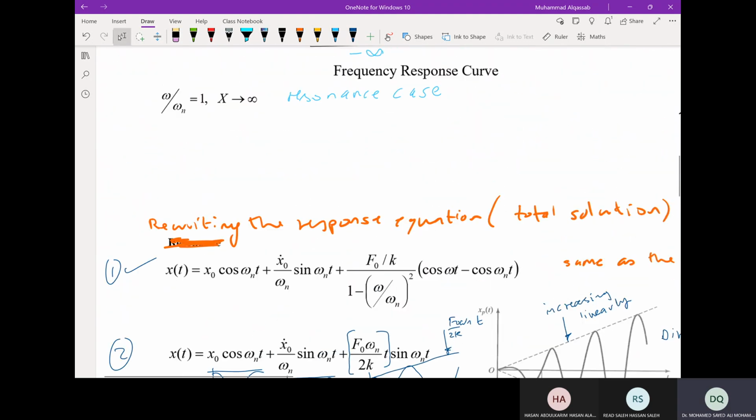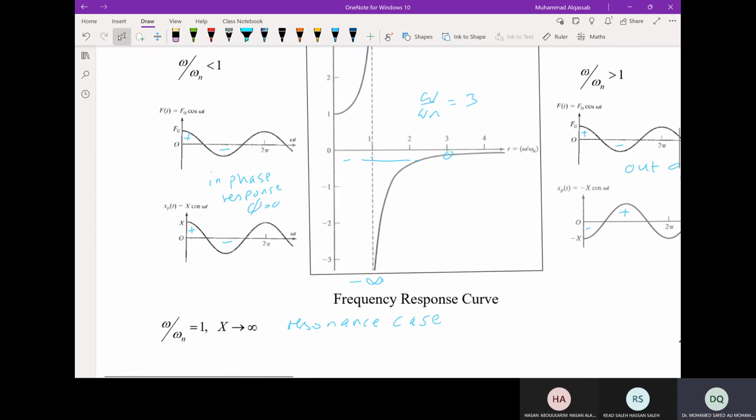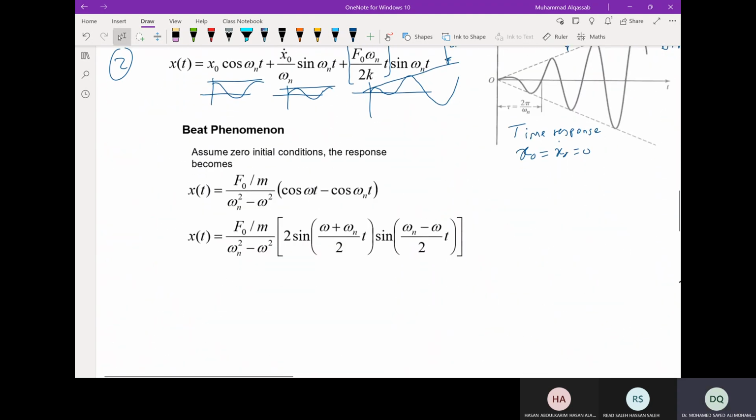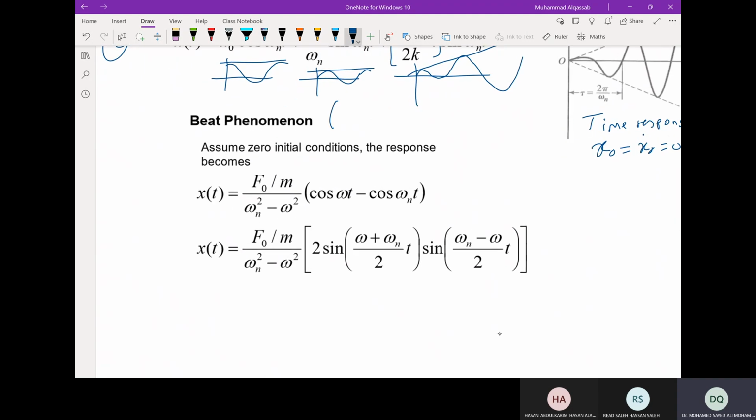This is one of the phenomena: resonance, which is a problem that occurs in vibration and has to be avoided. Another phenomenon is called the beat phenomenon, in which omega is not equal to omega n, but very close to omega n. So this beating phenomenon occurs when omega is almost equal to omega n.